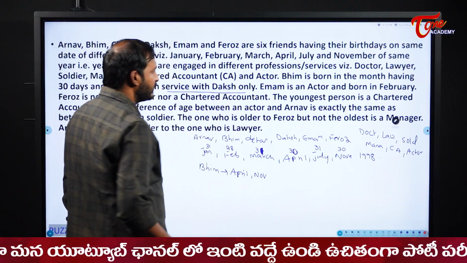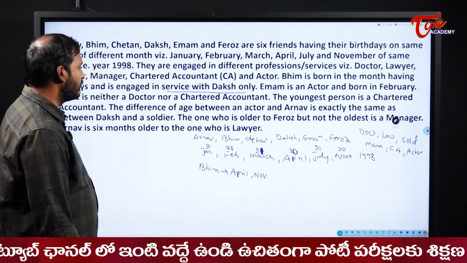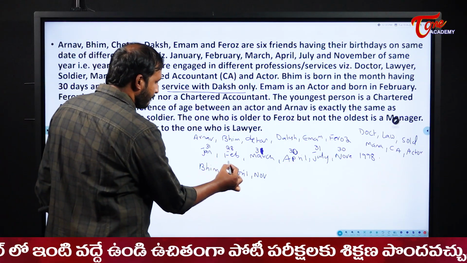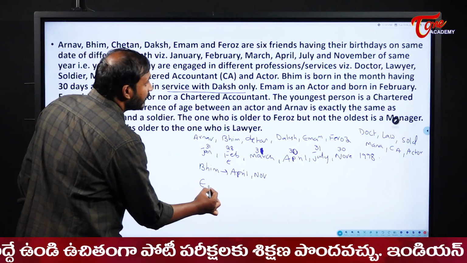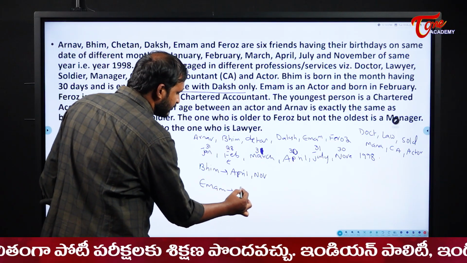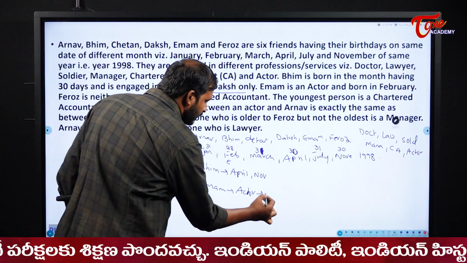I think there is some problem with this. Imam is an actor and is born in the month of February. Very clearly they told the complete details about Imam. He is an actor and is born in the month of February.